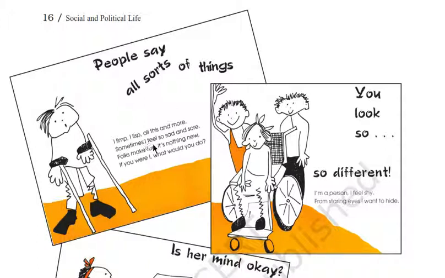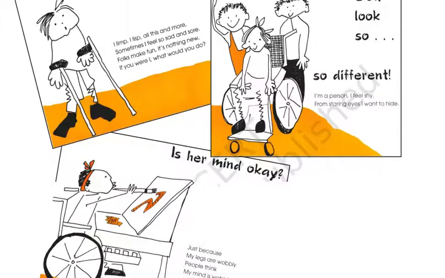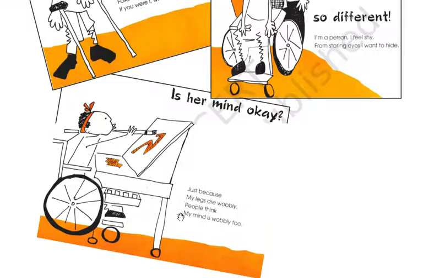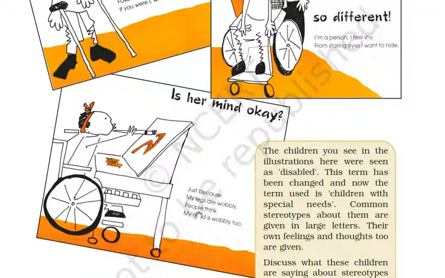I lisp, all this and more. Sometimes I feel so sad and sore. Folks make fun, it's nothing new. If you were I, what would you do? You look so different. I'm a person, I feel shy. From staring eyes I want to hide. Then the next is her mind. Just because my legs are wobbly, people think my mind is wobbly too.